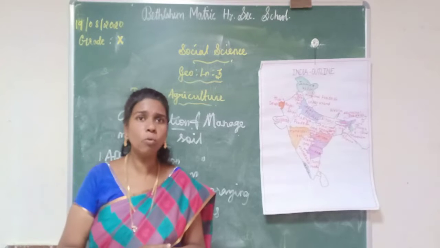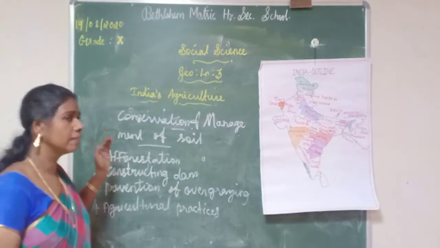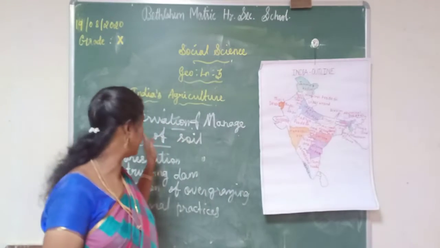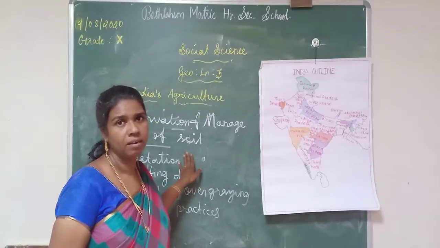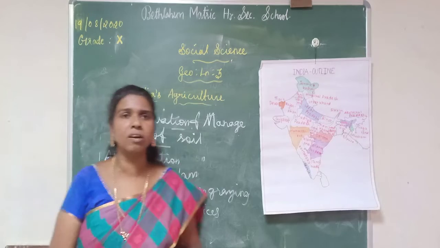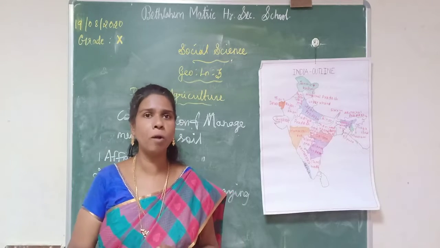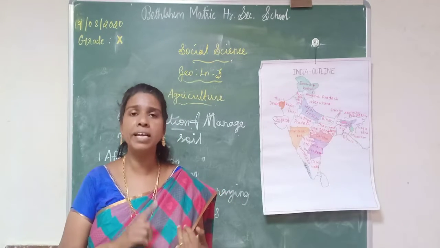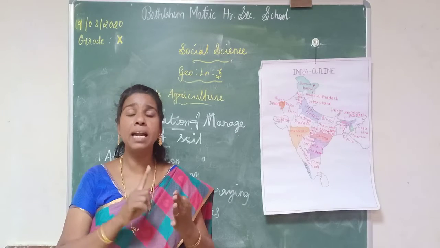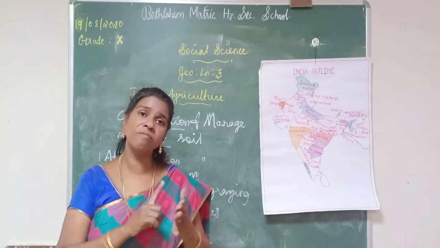Okay students, now I hope you understood the problems in Indian soil and the methods of conservation and management of soil. Shall we recall the points? How many problems are there in Indian soil? There are 5 main problems. The first one is soil erosion, then soil degradation, waterlogging, saline and alkaline, and salt flat.